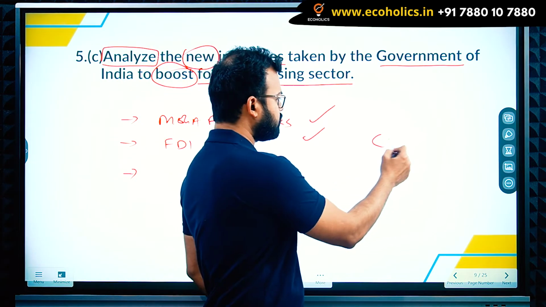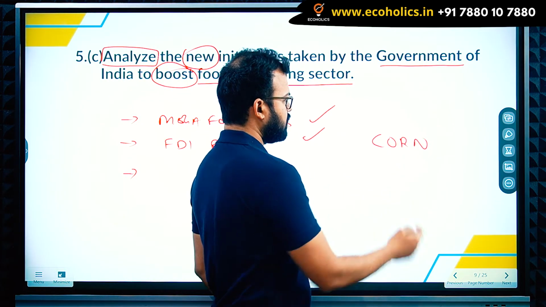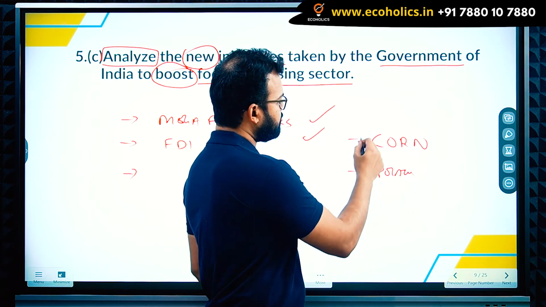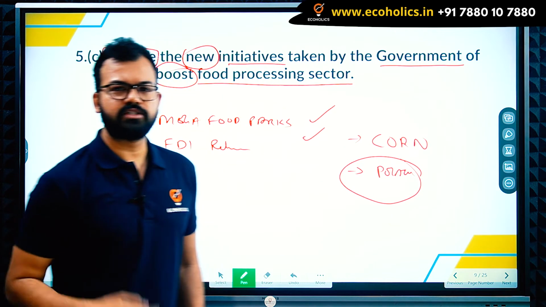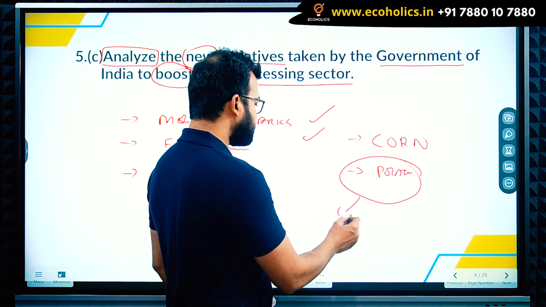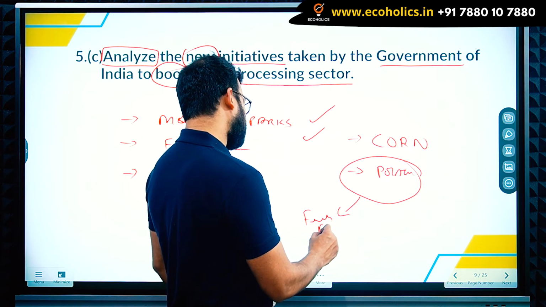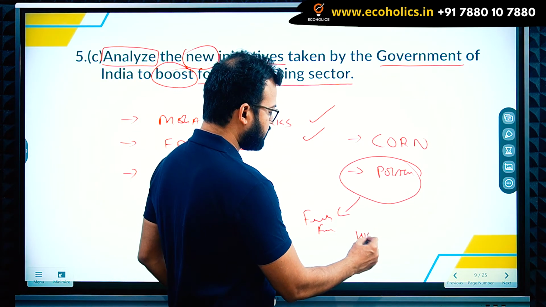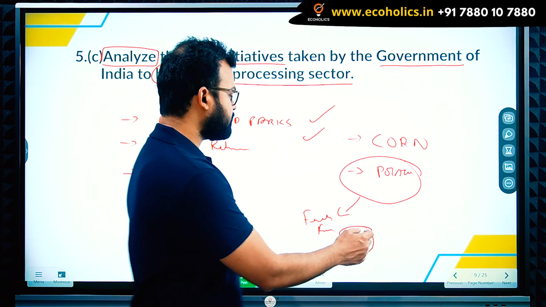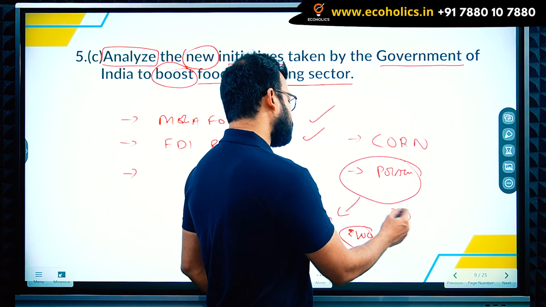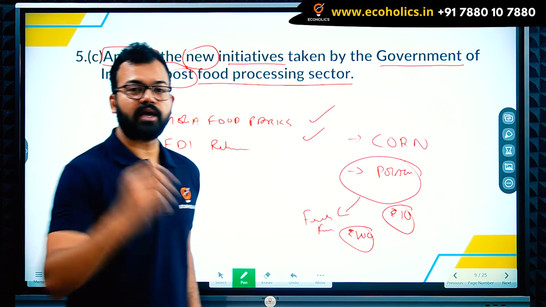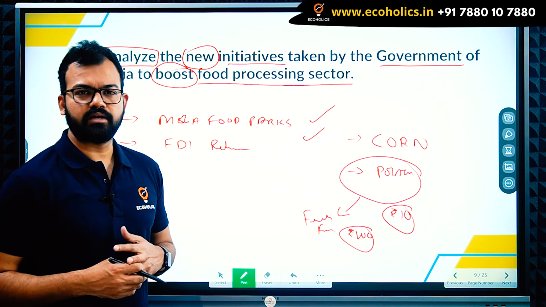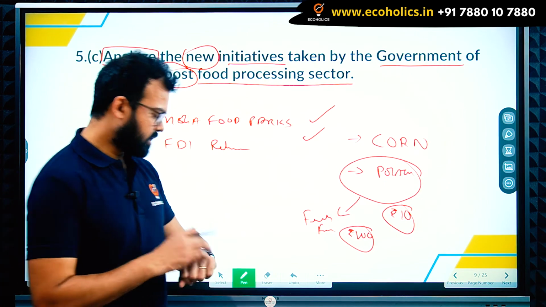Why is food processing important? Because in America, if you see, corn is very famous. If you talk about India, potato. If you go to the market to buy potato, you'll find it at a very cheap rate. But the same potato is converted into French fries, then you can charge a hefty amount of money. Suppose the French fries cost 100 rupees, the potato in that 100 rupees is approximately 10 rupees. So food processing is able to increase the prices, which will benefit the farmers. So this is the idea behind the government of India's efforts to boost the agriculture sector.